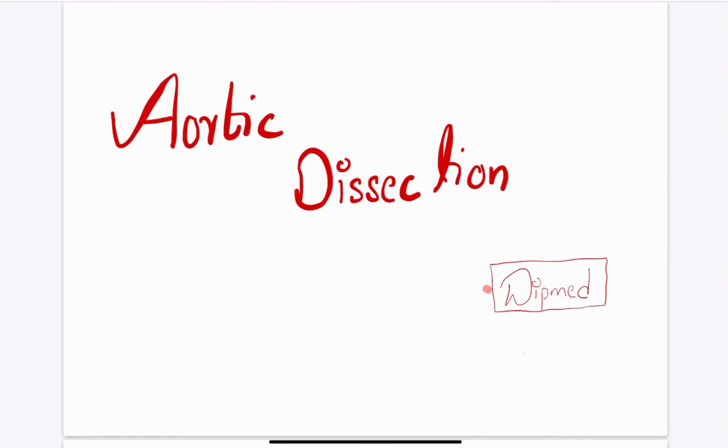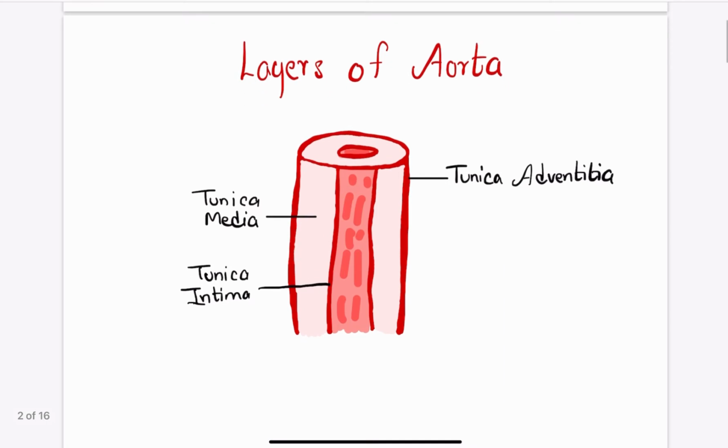This video is about aortic dissection. The aorta is made up of three layers: tunica adventitia, which is the outermost layer, tunica media, the middle layer, and tunica intima, which is the innermost layer. And the blood flows through the lumen of the aorta.